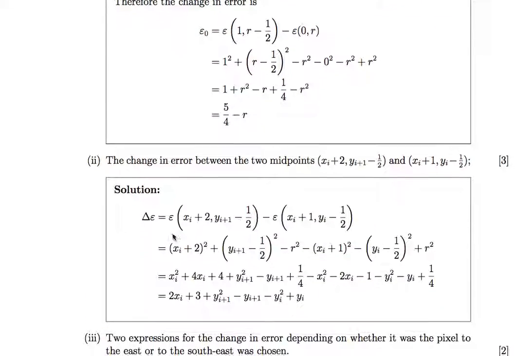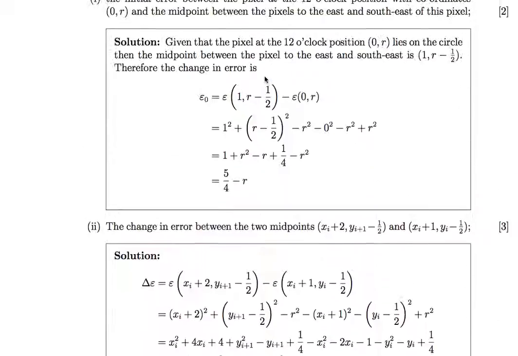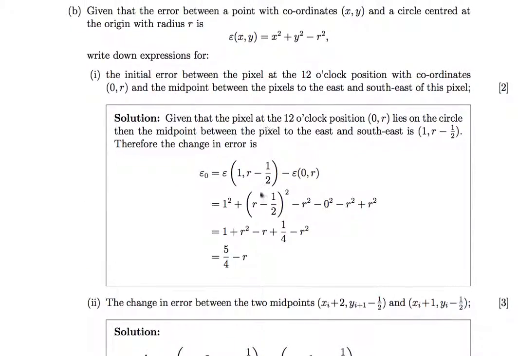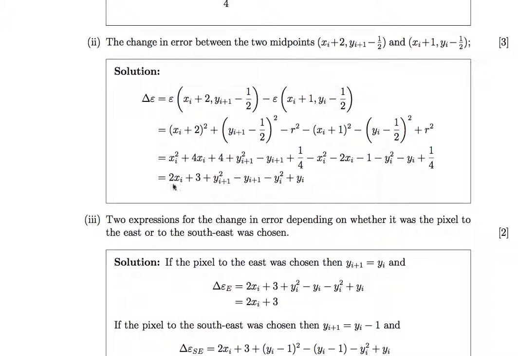Part 2: what is the change in errors between the pixels at these midpoints? All we do is substitute these values again into the error formula and find the differences. There's quite a bit of algebra here, but eventually you get this expression. The y subscript i plus 1 means we don't know what the value of this y coordinate is. It could be one of 2 values, so we have to keep that in.